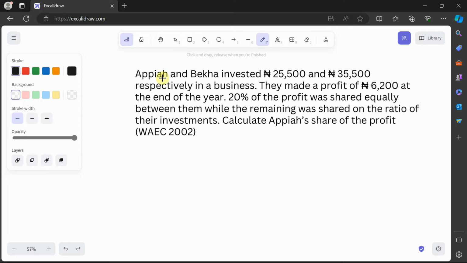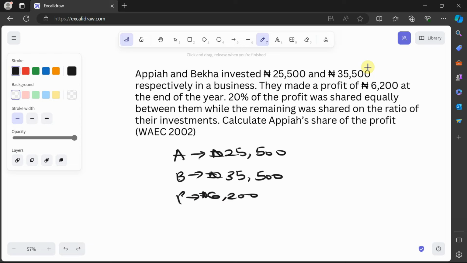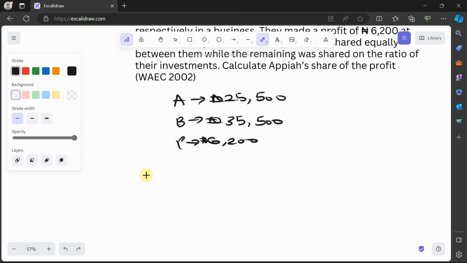So I could just replace Appiah with A and say A invested 25,500, and Baker, which is B, invested 35,500. They also say something about the profits, which is 6,200 naira. If 20% of the profits was shared equally between them, so let's say what is 20%, the equal profit share? That will be 20 over 100 multiplied by 6,200.